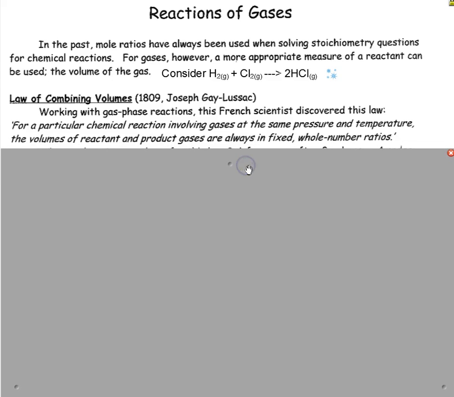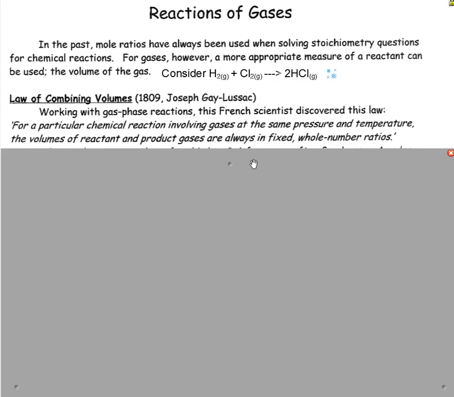And here, another law that Joseph Gay-Lussac looked at, this is in the early 1800s, working with gas phase reactions. He looked at this reaction and he found that approximately 1 liter of hydrogen gas combined with 1 liter of chlorine gas to produce exactly double the volume, 2 liters of hydrogen chloride. So his discovery led to this statement, which was a law.